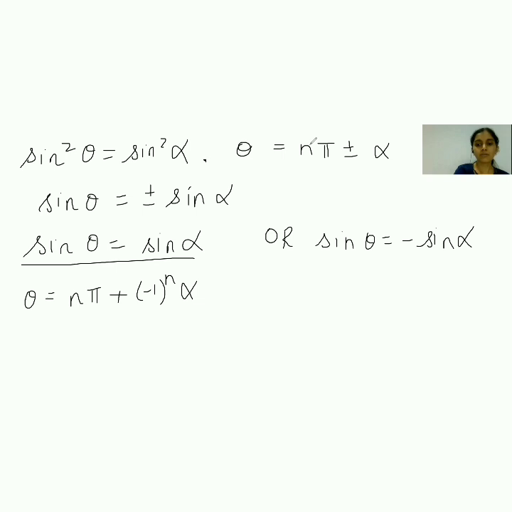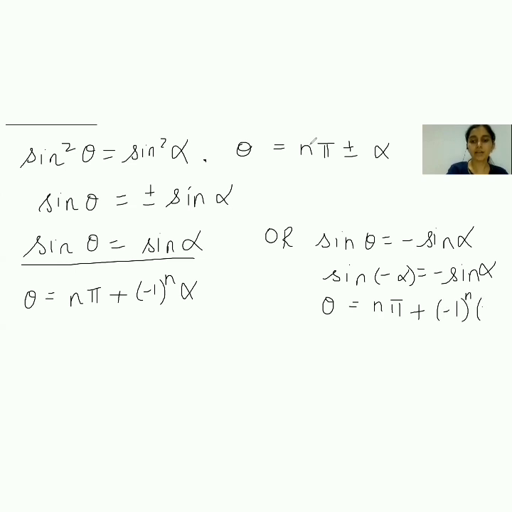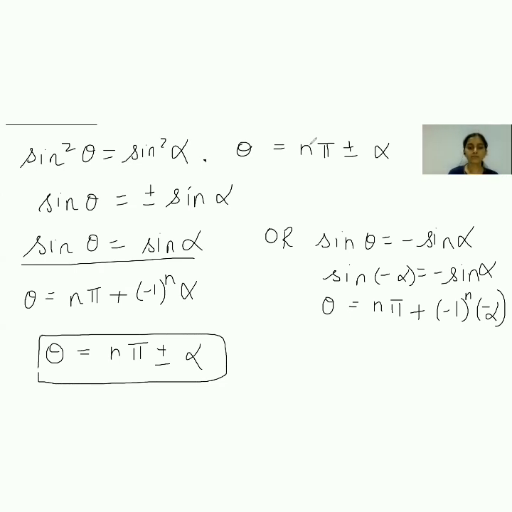Now when does this happen? If you remember your identity, sine of minus alpha is equal to minus sine alpha, right? So in your generalized solution, instead of alpha, now we will put in minus alpha. So theta is equal to n pi plus (minus 1) raised to n times minus alpha. Okay, so when you combine these two, we can write it as theta is equal to n pi plus minus alpha. So for square values, this is your generalized solution. Okay, n pi plus alpha, n pi minus alpha.